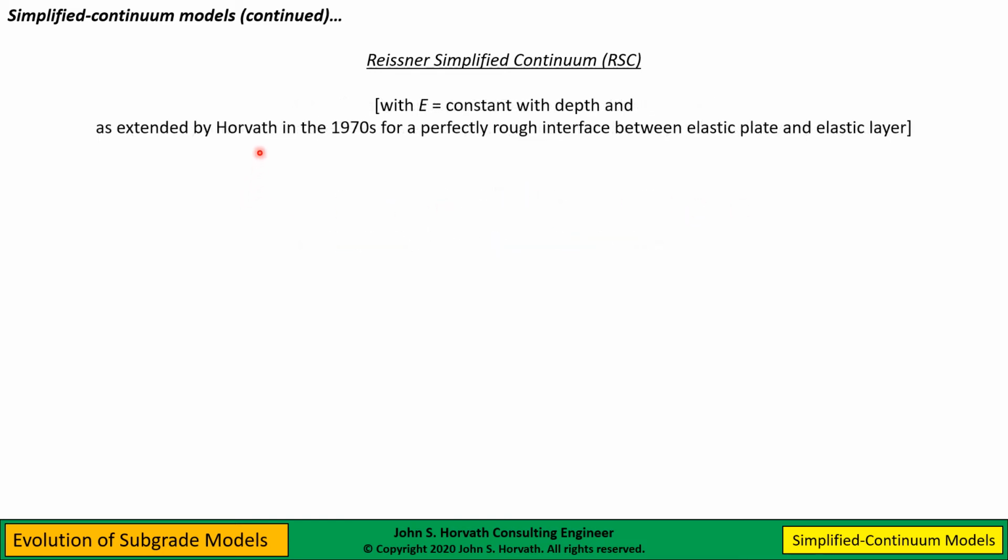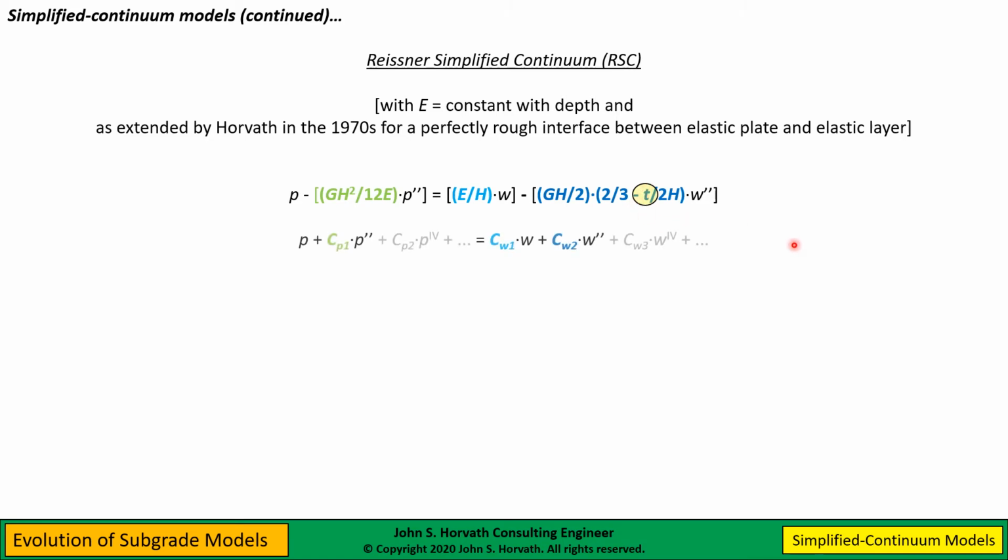As I said, I extended this to a perfectly rough interface between the plate and elastic layer, and we get a slightly different differential equation that includes the thickness T of the plate. It does make a small change of things. It's not only on this one parameter.